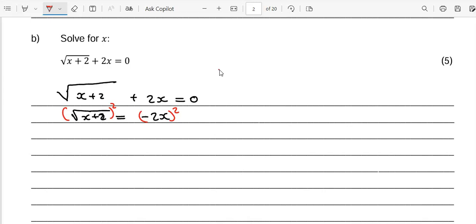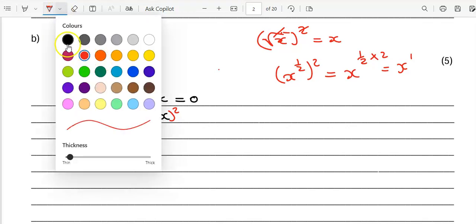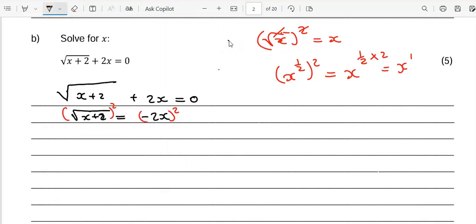Let me explain how this eliminates the square root. If I have the square root of x, all to the power 2, this equals x. Why? Because remember, we can write the square root as to the power 1 over 2. Everything to the power 2 gives x to the power 1 over 2 times 2, which gives us x to the power 1. So these two cancel that square root. This is why we are squaring both sides, because when we solve for x, we don't want to work with a square root.